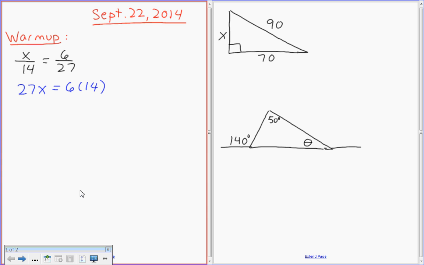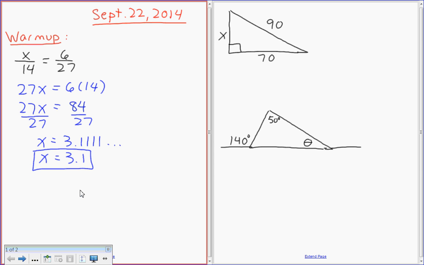Connor, can you tell me what 6 times 14 is, please? 84, good. 27x equals 84, great. Charity, can you give me the next step, please, to solve for x? Great, divide by 27. That should be 3.1. It's 3.1111. On your assignment today, I'm just going to get you to round to one decimal place. So that's going to be 3.1 because the number after the 1 is smaller than 5. Okay, great.